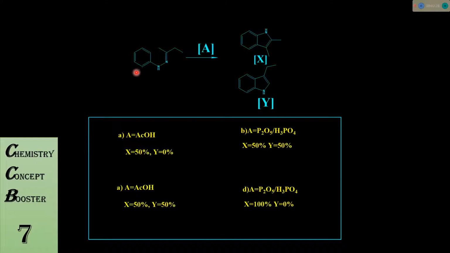So starting material A, reagents, and these are the products X and Y. In the options, if A is acetic acid, then the yield of the products is X 50%, Y 0%. In options B and C, if A is phosphoric acid, a strong acid, while acetic acid is a weak acid, and P2O5 is just to remove the water. If we use A as phosphoric acid, then X 50%, Y 50%.